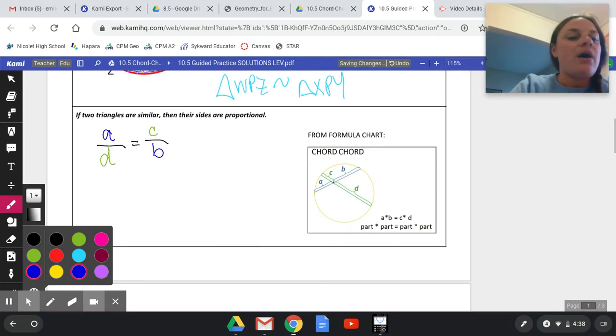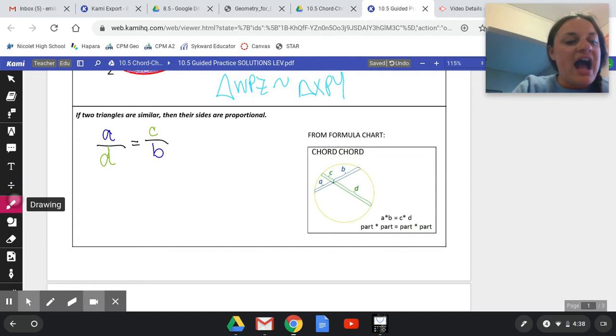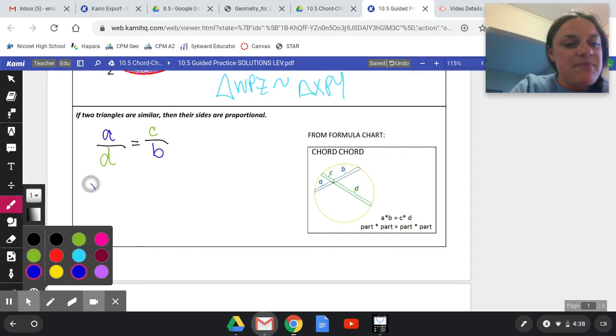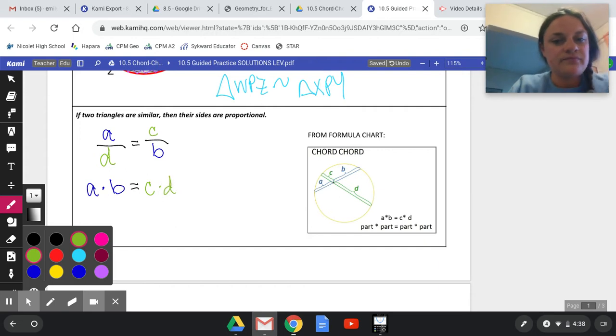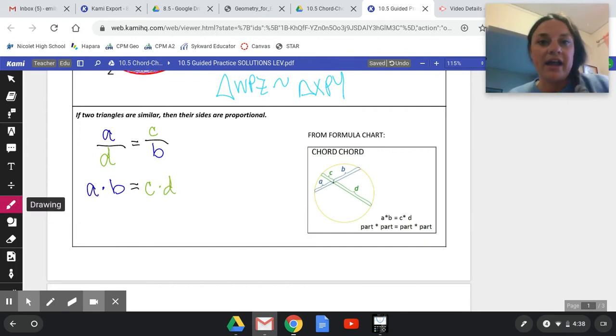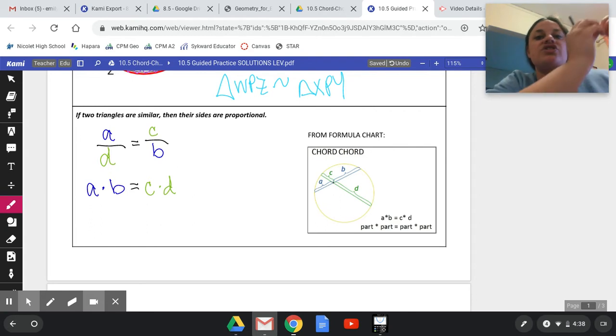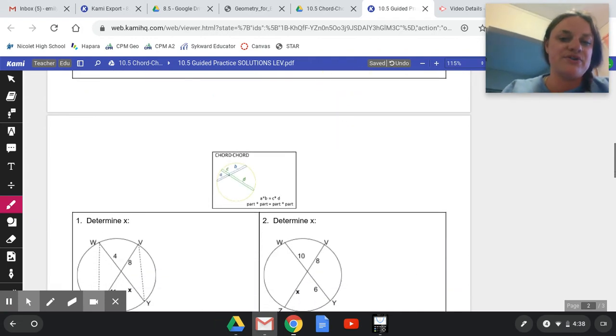Sweet. So now if I cross multiply, I get A times B is equal to C times D. So pretty straightforward, right? You could set up this proportion every single time, or I think the easiest way to remember this relationship is just you're multiplying down the chords. Part times part equals part times part. Let's look at some examples here.